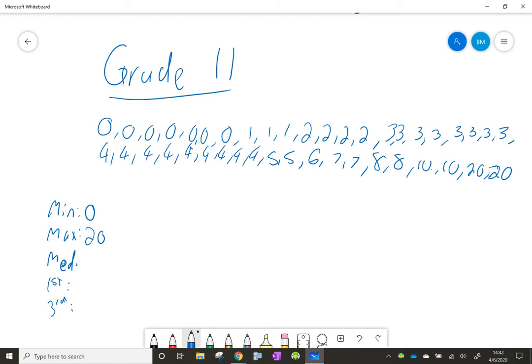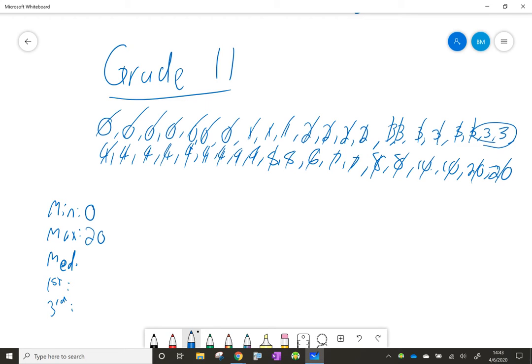So let me take away 5 at a time, right? 1, 2, 3, 4, 5, and I repeat that for each group of 5. Okay, so I got these 2 3s in the middle, which means my median must be 3.